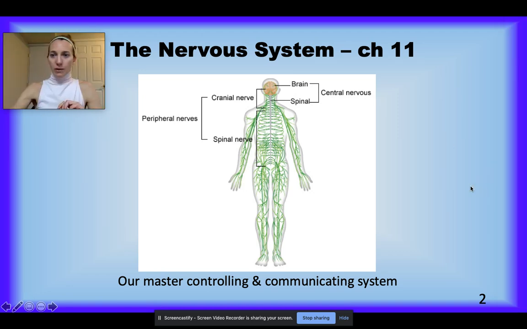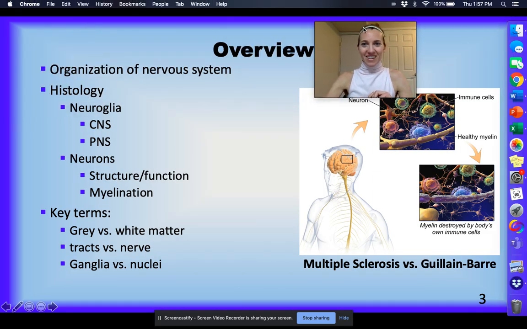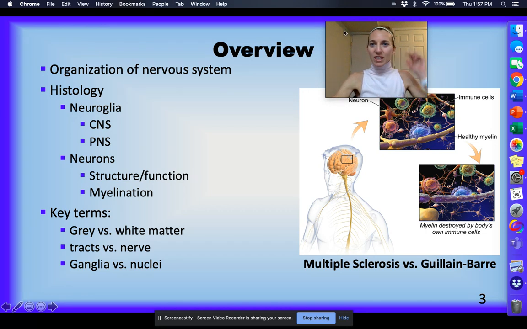So, where are we going with this? First of all, just to give you an overview, I want to talk about the organization of the nervous system. How is it structured? What are the different divisions? And then we'll move on to histology. So the main players here are going to be neuroglia as well as neurons. I'll look at the neuroglia in the central nervous system first, and then we'll cover the ones in the peripheral nervous system.